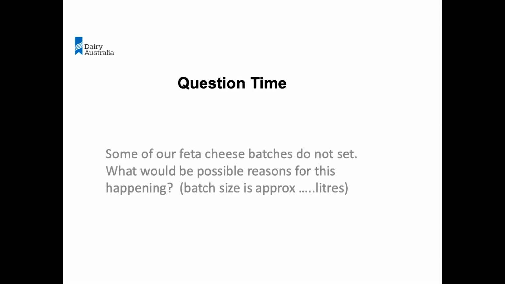Another question: some of our feta cheese batches do not set. What would be possible reasons for this happening? Sorry, Yvonne, yes, 2,000 litres is the approximate batch size of this company. So what I don't understand is, what do you mean by do not set? Is it the milk that does not coagulate, or is it the cheese that during the aging process melts completely and makes a kind of soup in the bucket, in the storage brine?